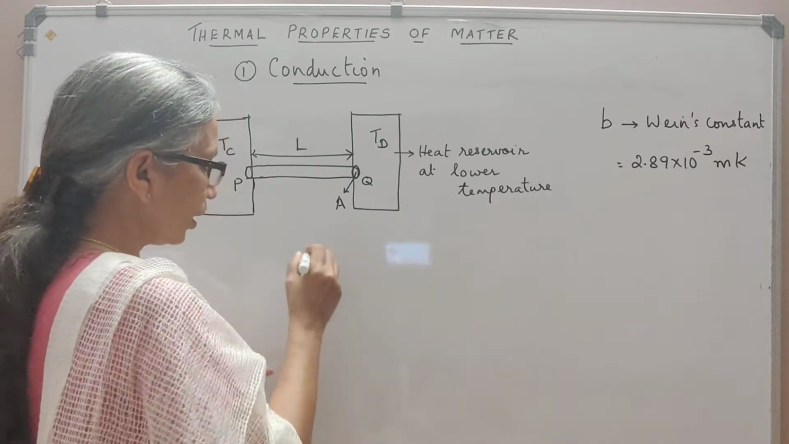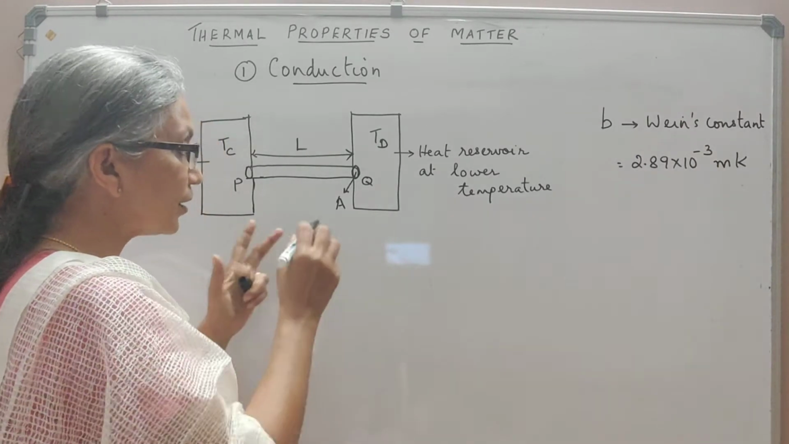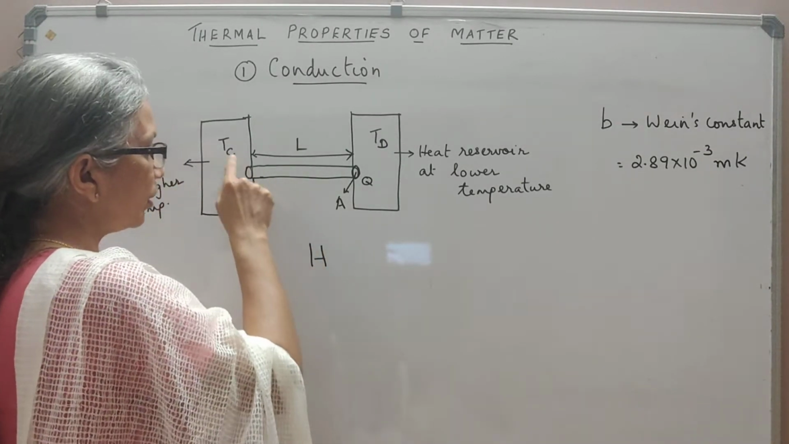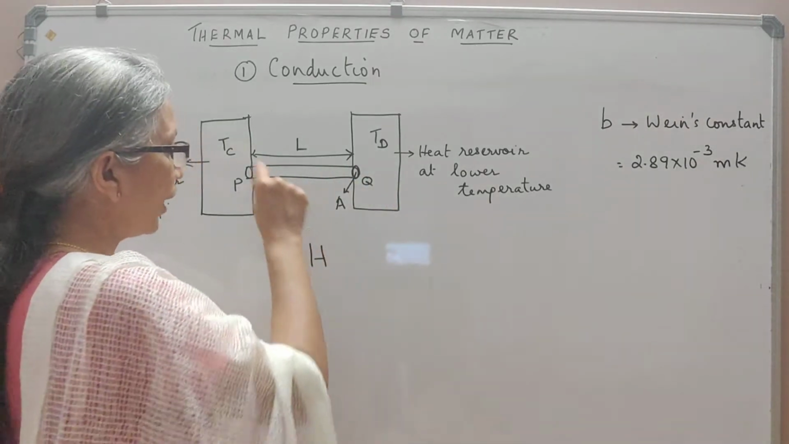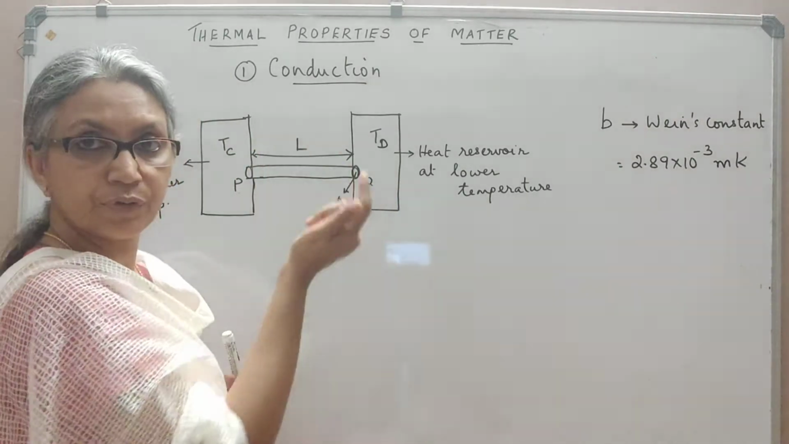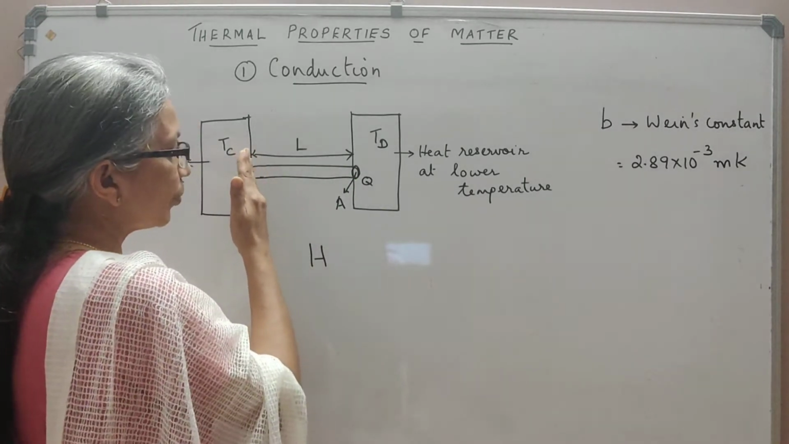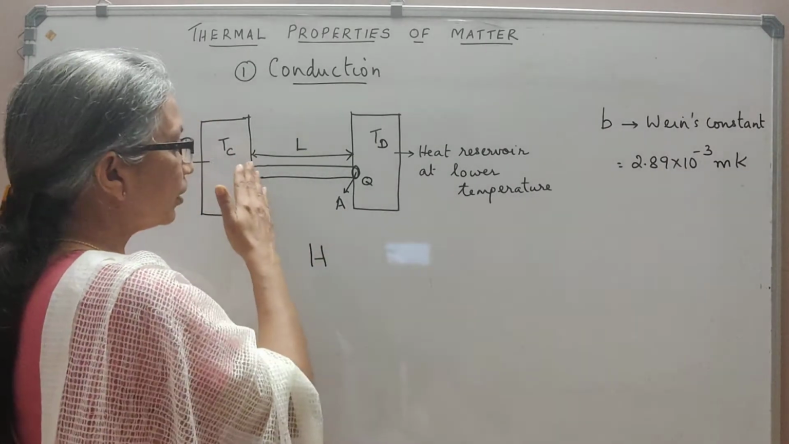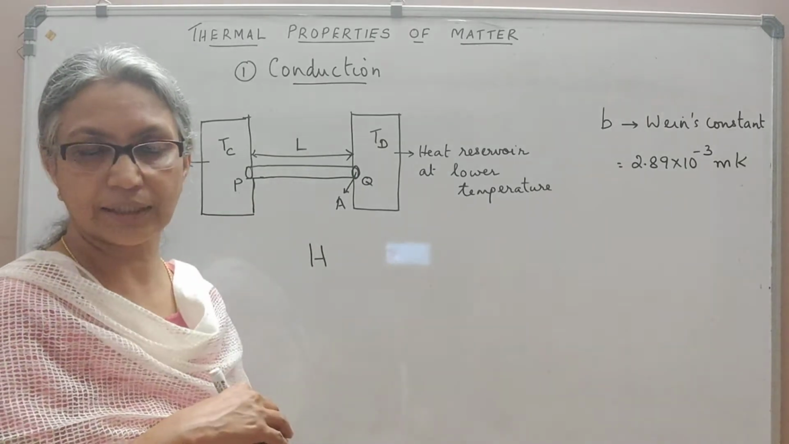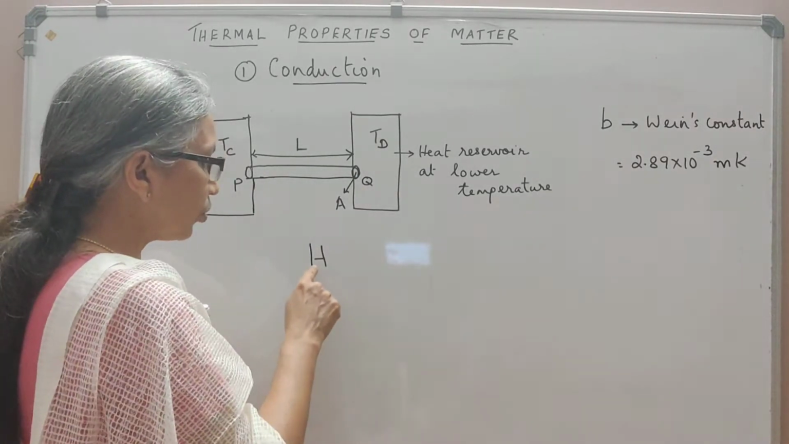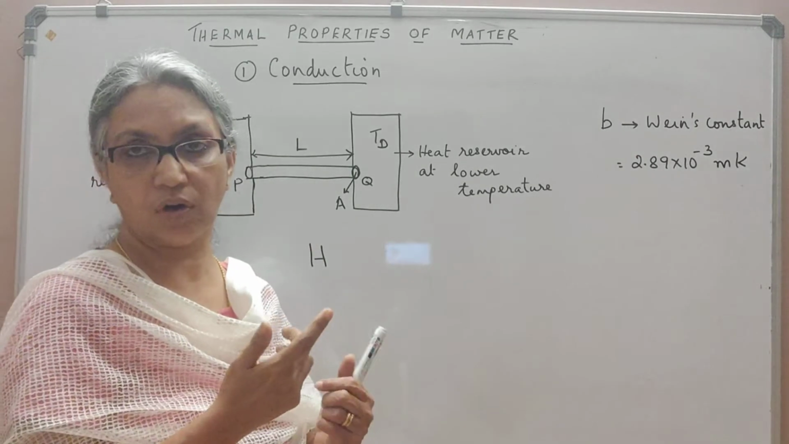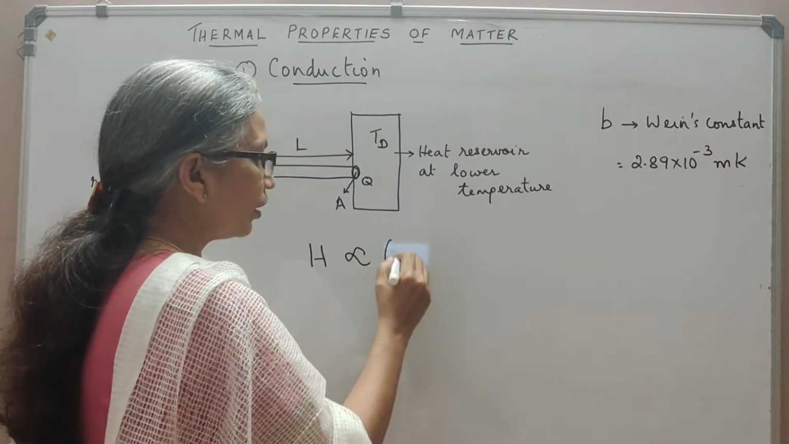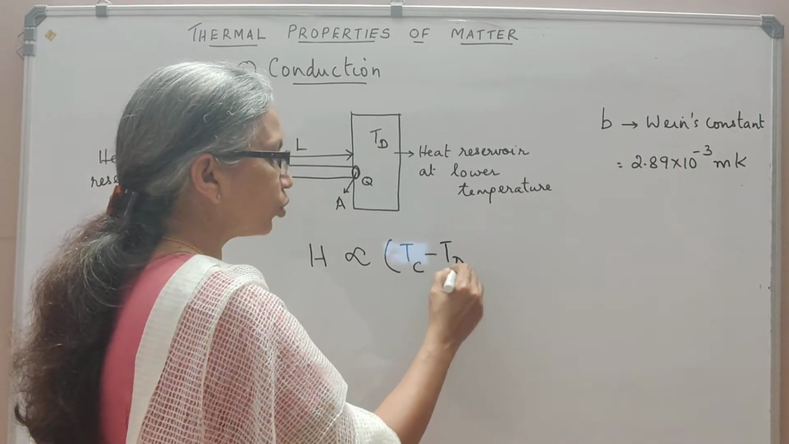Now, initially this end is at a higher temperature, this end is at a lower temperature, and heat starts flowing from P to Q. After some time you will find that the temperature of the bar decreases uniformly with length, and then you say that the heat transfer is in steady state. So in steady state it is found that the quantity of heat transferred in unit time, or the rate of heat flow, which is H, is directly proportional to the difference in temperature between the two ends of the rod.